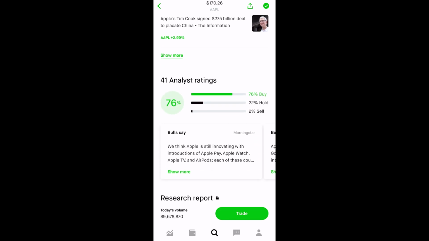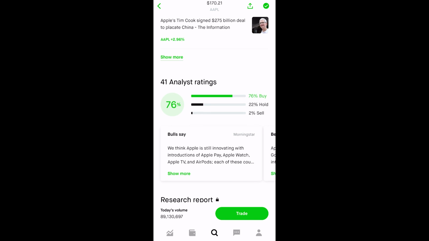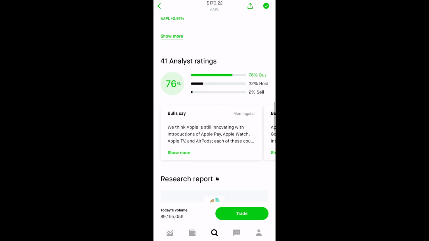So it looks like they have 41 ratings. Most people are saying buy, 22% are saying hold, 2% are saying sell. So that is a pretty easy indicator right there on what you should do if you haven't done any research on the company, but I still wouldn't completely trust it. But it is something that you can go off. And then you're always going to have what the bulls say and what the bears are saying.